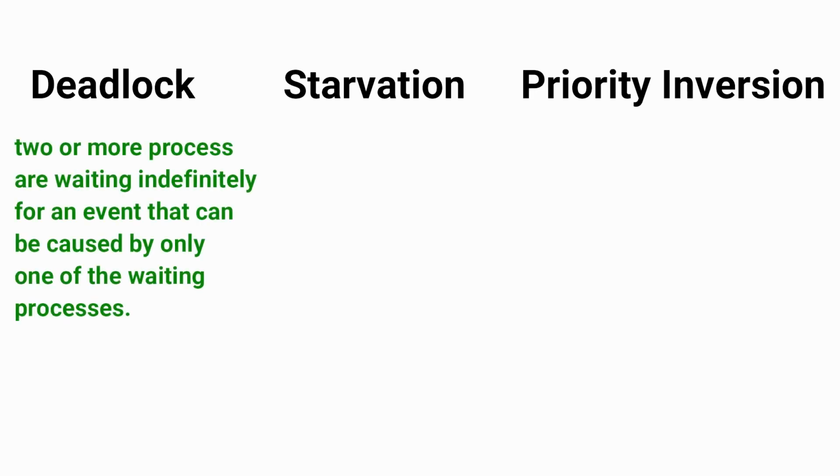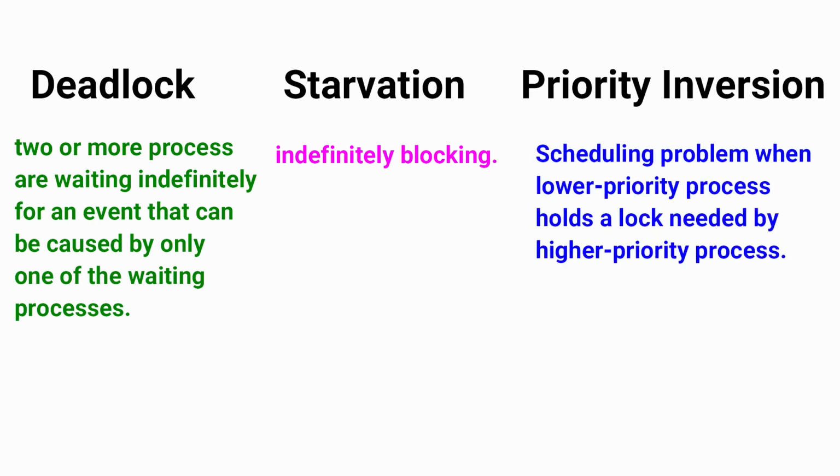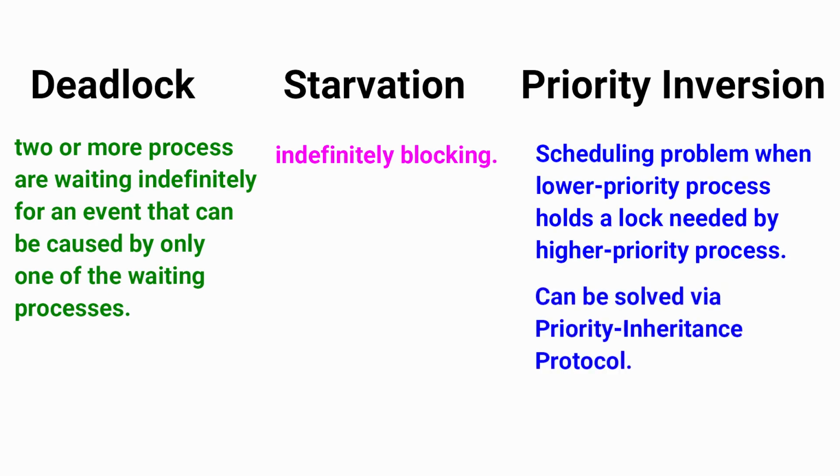Deadlock is when two or more processes are waiting indefinitely for an event that can be caused by only one of the waiting processes. Next is starvation. Starvation is indefinite blocking. And then priority inversion, which is a scheduling problem when a lower priority process holds a lock needed by a higher priority process. This can be solved via the priority inheritance protocol.